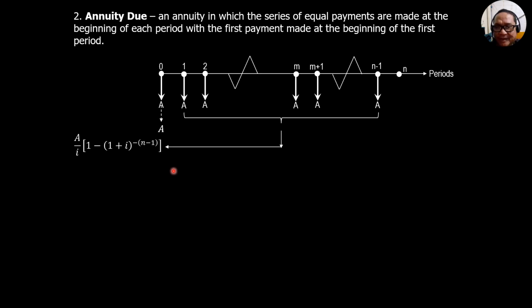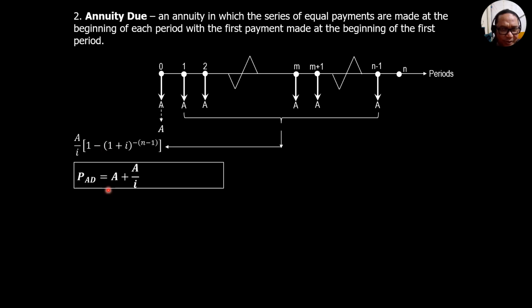So therefore, the present worth is equal to A plus this formula here. So present worth of annuity due is A plus that formula A over i, quantity 1 minus 1 plus i to the negative of quantity n minus 1, and it becomes 1 minus n. So likewise, the future worth of annuity due can be derived by projecting this value by 1 plus i to the n. But we'll not do that.